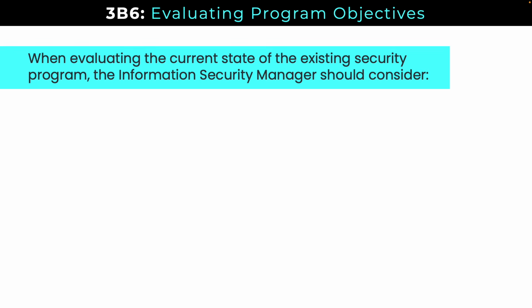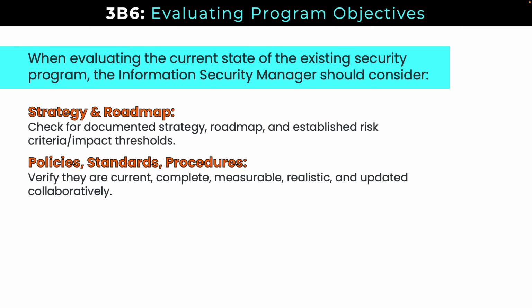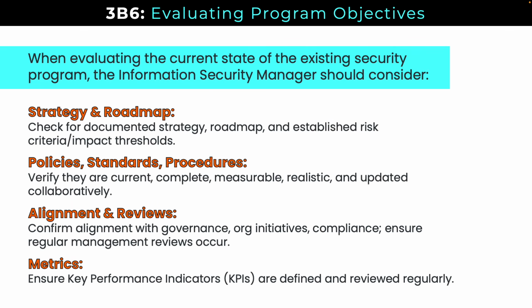And when you're evaluating the current state of the existing program, the information security manager needs to consider the strategy and roadmap, so checking for any documented strategy roadmap or established risk criteria and impact thresholds. If that's been documented already, that's our starting point. We want to look at policy, standards, and procedures, verify they're current, complete, measurable, realistic, and updated collectively. And then alignment and review, so confirming alignment with governance, organization initiatives, compliance, ensuring regular management reviews occur, and then having a look at the metrics, ensuring KPIs are defined and regularly reviewed.